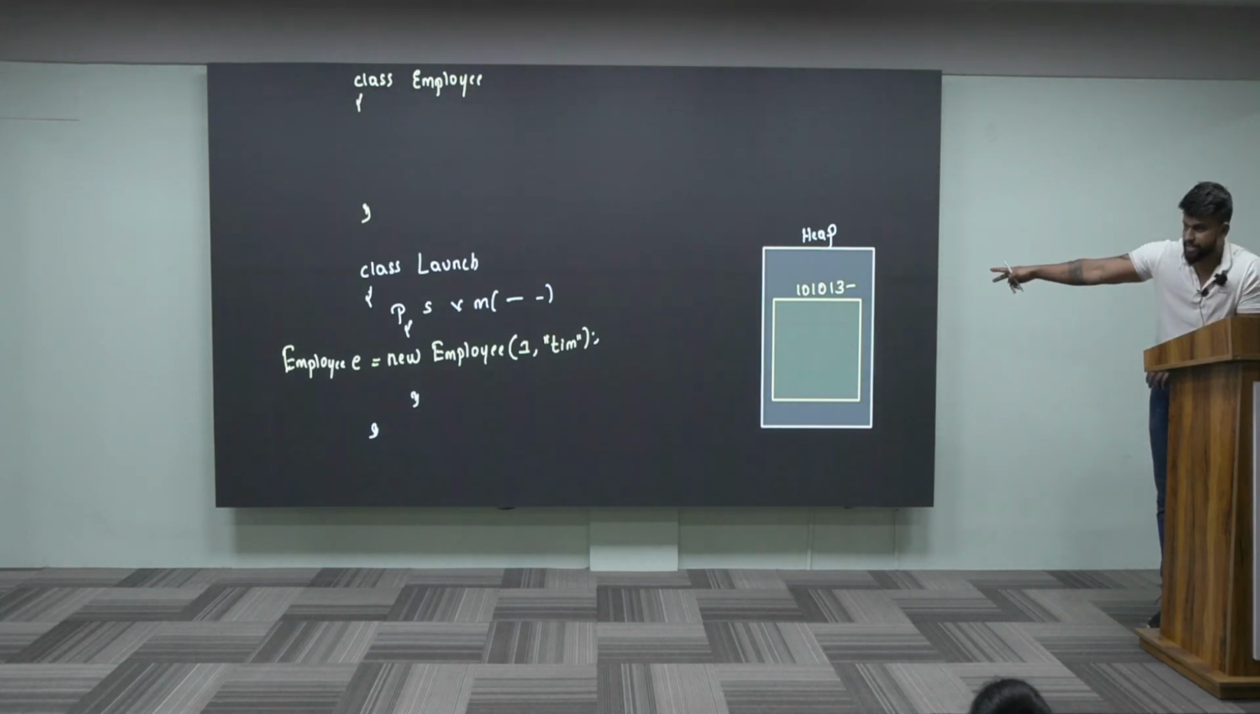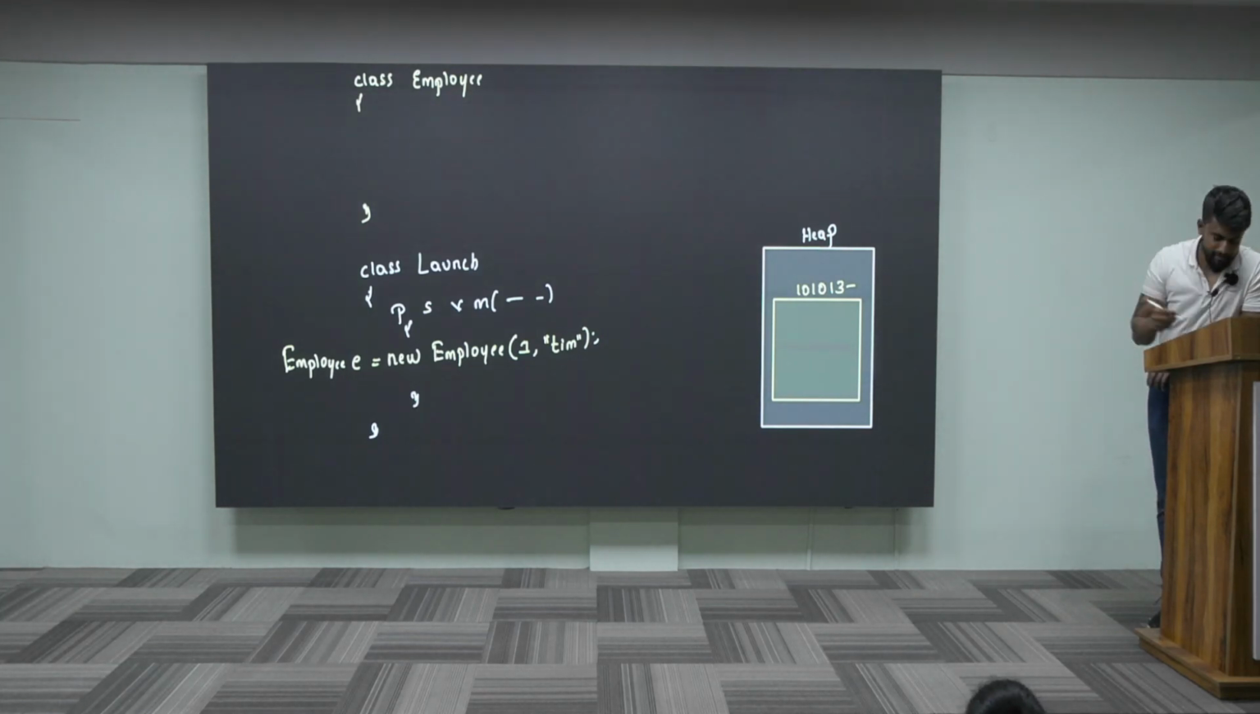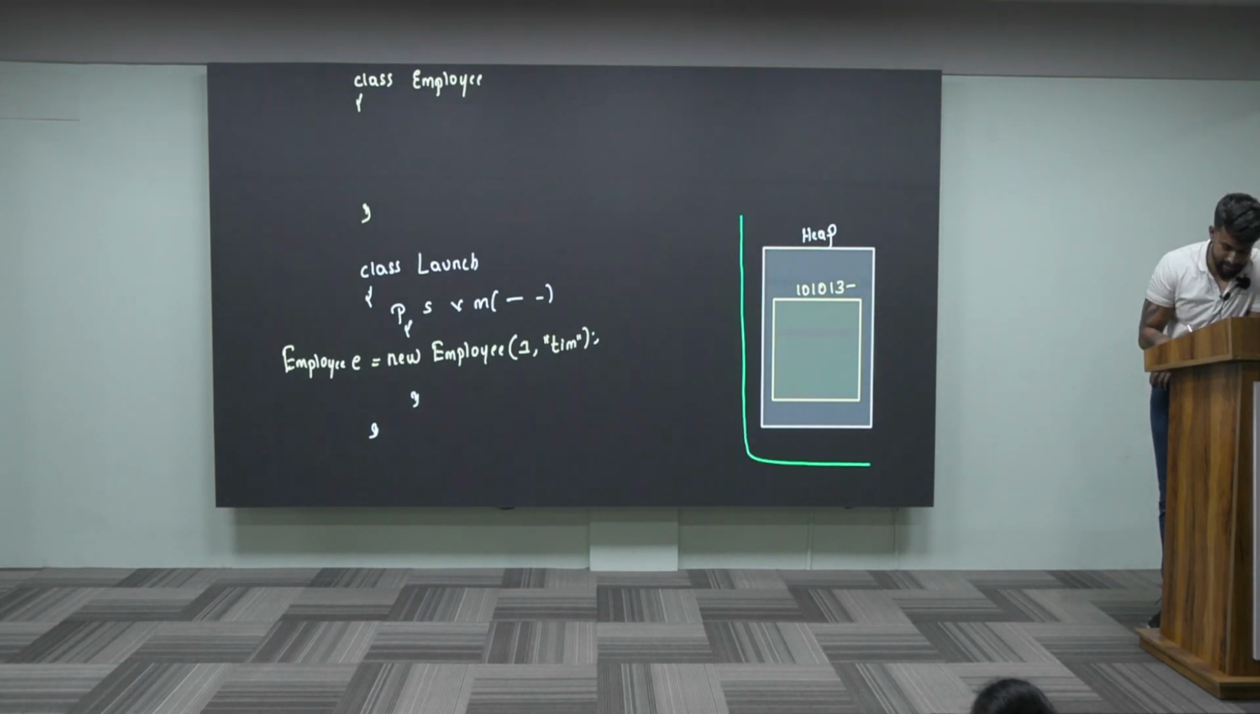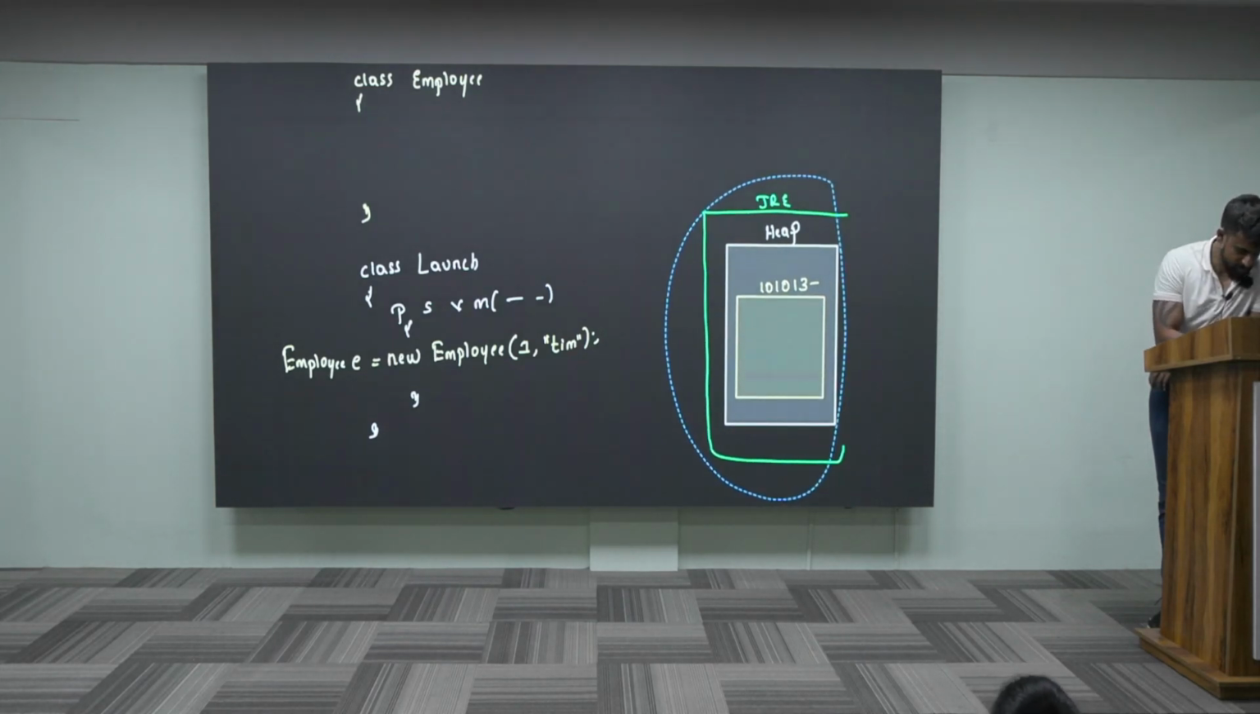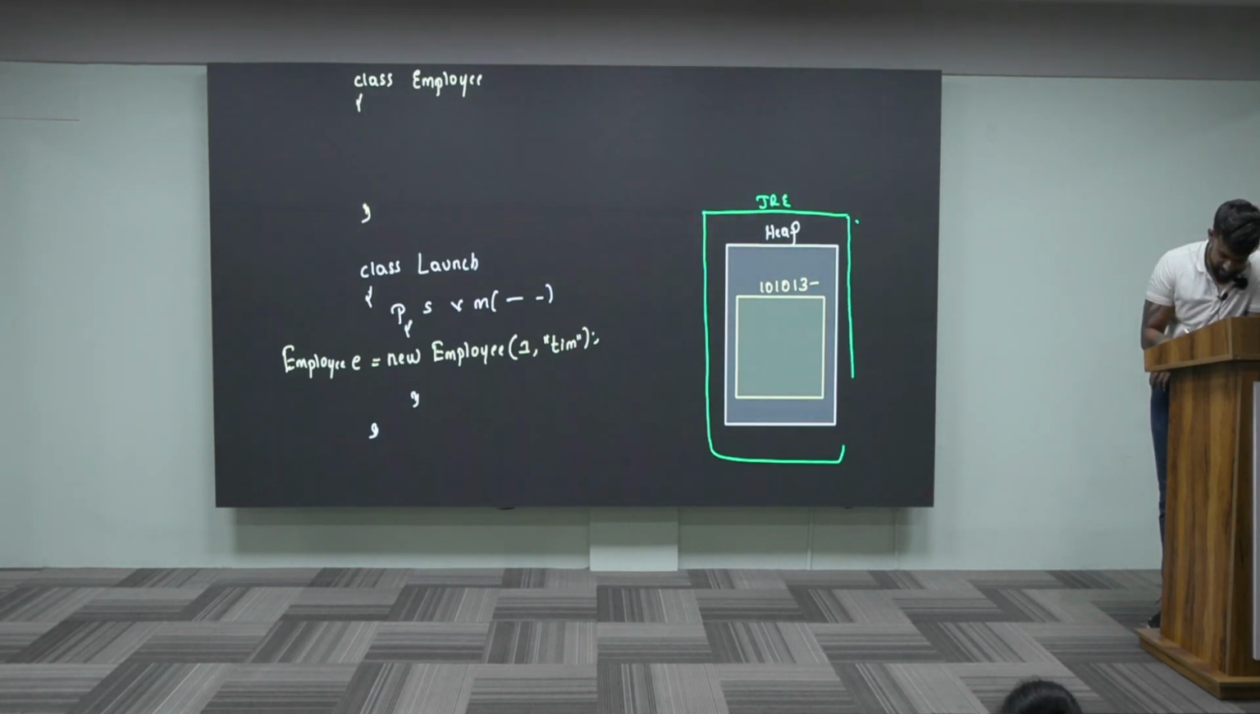So where is this heap, by the way? This is the object created. Where? Heap. Good. Where is heap? Very good. This heap is present inside JRE. So I just want to represent it like this. It's present inside JRE. Good. JRE is having some boundary.